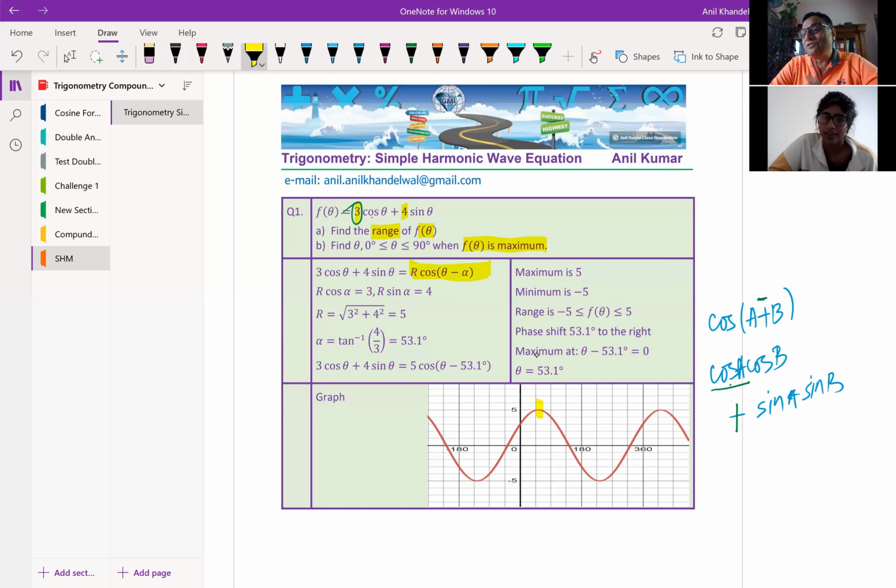That is not given to you here. So you need to know that. It's not a direct question. The question is to only find the range or the maximum value. So that becomes difficult.